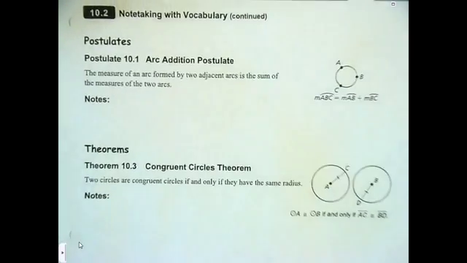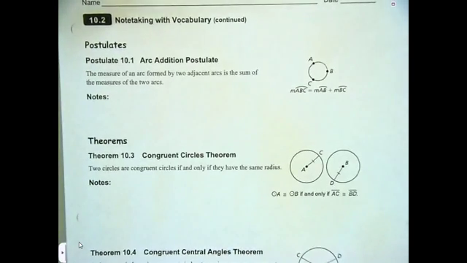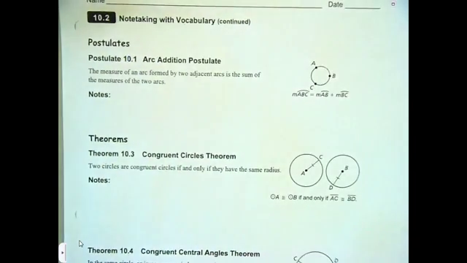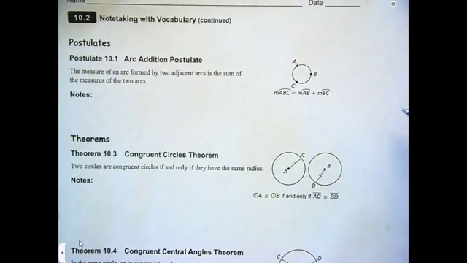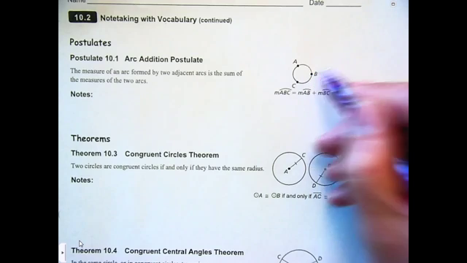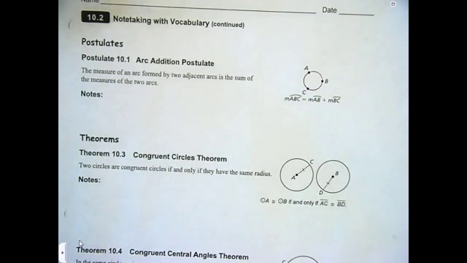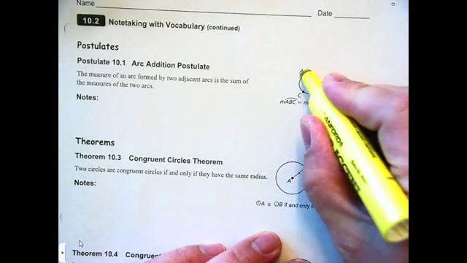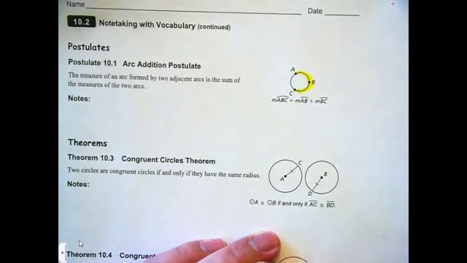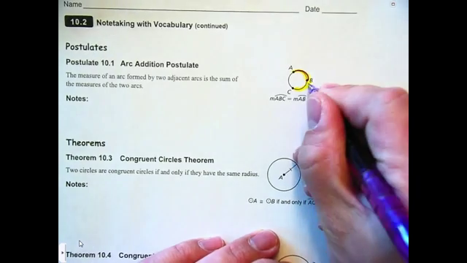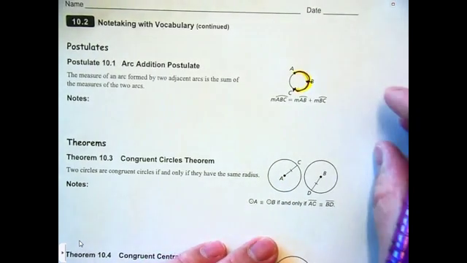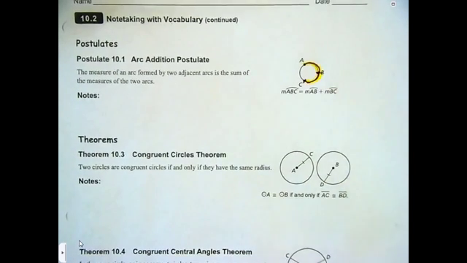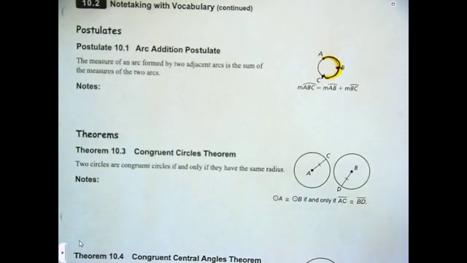Page 286. Arc addition postulate and congruent circles theorem. I want you to go ahead and read those to yourself. Make any notations. Arc addition postulate: the measure of an arc formed by 2 adjacent arcs is the sum of the 2 arcs. That could make you go, huh? I don't quite get that. Well, all that's really saying is this big arc from A to B, notice we trace ABC, A to B to C, is made up of 2 smaller arcs, arc AB and arc BC. That's all that's saying. Which most of you would be like, yeah, duh. I mean, that's kind of what's happening. But that's the arc addition postulate.